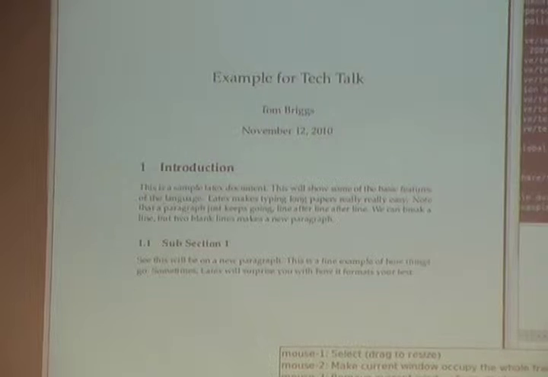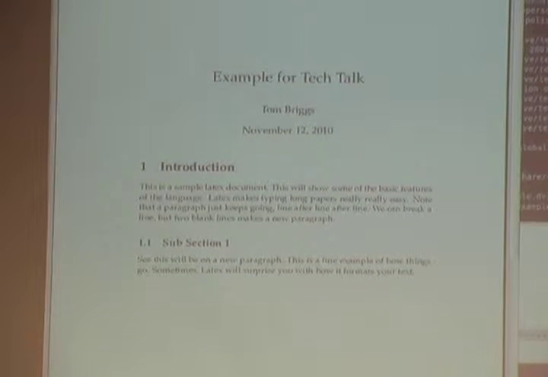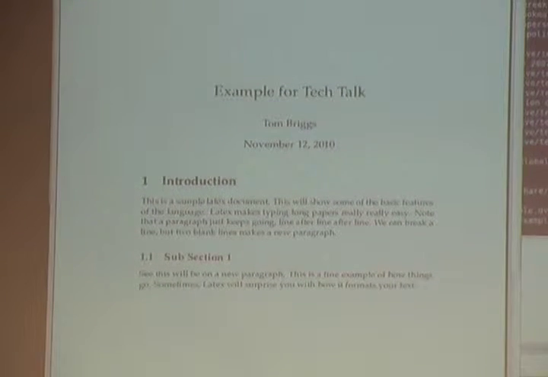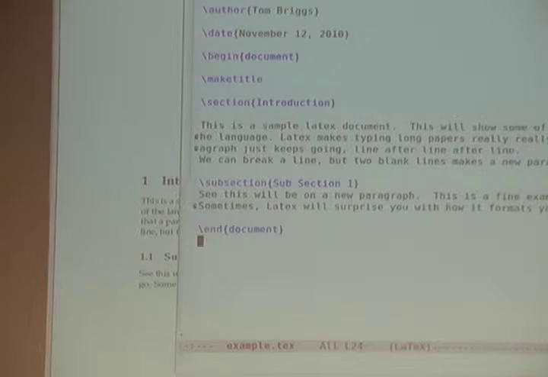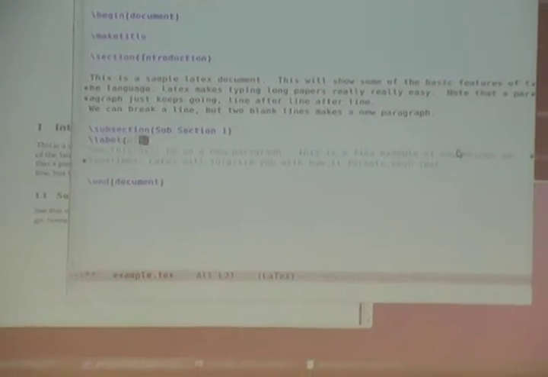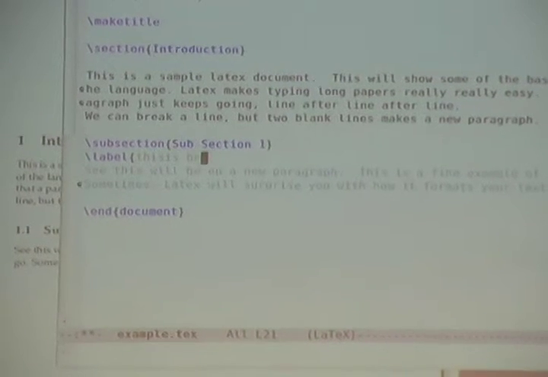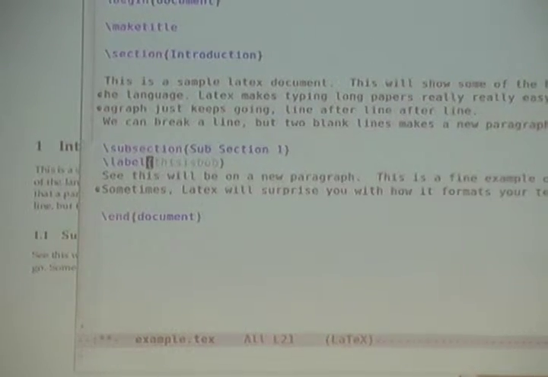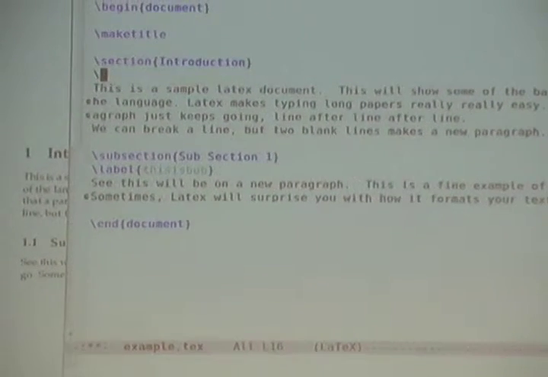Anyone ever do a really long document in Word, and you have references that go back and forth through your document? They work real well? They really don't. They really, really don't. One of the things we can do in LaTeX is we can give labels to things.